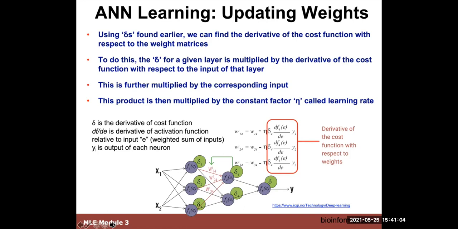What's written on the left is the delta. It's the derivative of the cost function. DF/DE is the derivative of the activation function. That's usually the sigmoidal one. So the cost function for this one is some kind of cross entropy. And then YI is the output of each neuron. So this is essentially similar to that perceptron formula, the delta rule, but with some modifications. Alpha in the perceptron rule is the same as eta here.